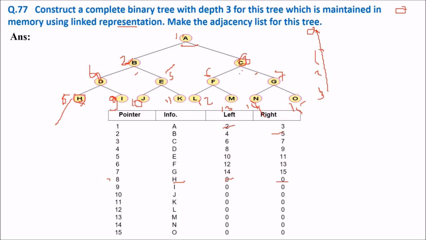Let us take one more. Say C. This is 3. So left is 6, right is 7. This is how we make an adjacency list of the tree.